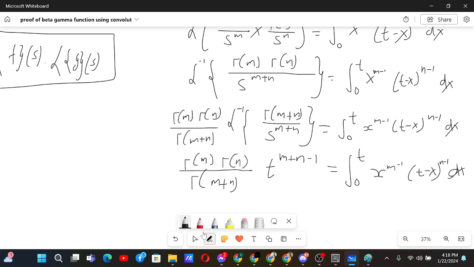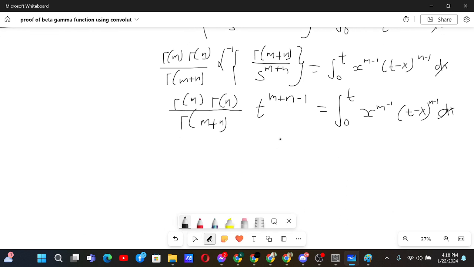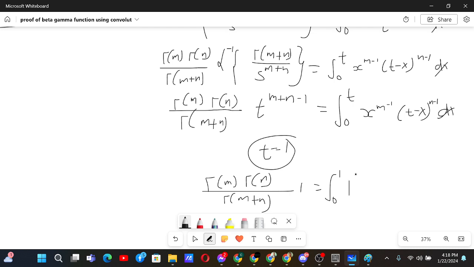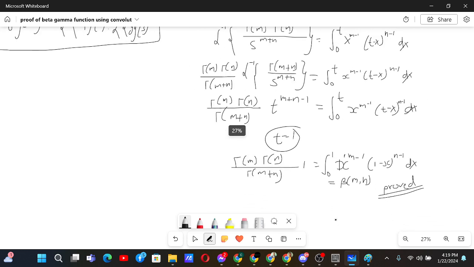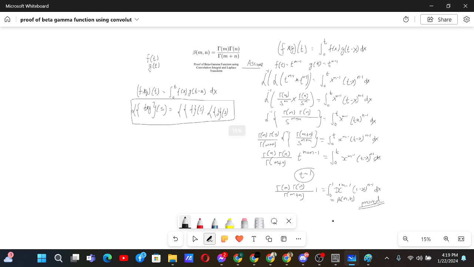Now this is just a generalization of our beta gamma function relation. And now the special case is when t is equal to 1. When t is equal to 1, 1 to the power m plus n minus 1 is just 1. So on the left side we will have the well-known gamma function ratio, and it is equal to the integral from 0 to 1 of x to the power m minus 1 times 1 minus x to the power n minus 1 dx. Now this is just the beta function of m and n, and so we have proved the relation. This was the proof of the beta gamma function relation using the convolution integral.